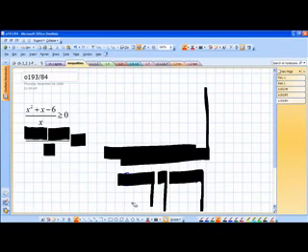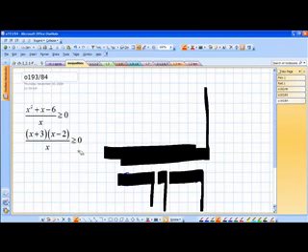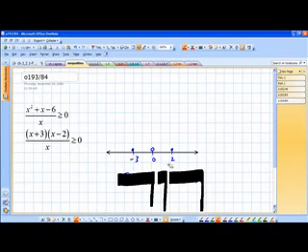Okay, a couple more examples. We have another rational inequality. I factor the numerator. The denominator is as it is. So I know at -3 and at 2 I'll have closed circles, and at 0 I'll have an open circle because it's in the denominator. So here are my individual points.